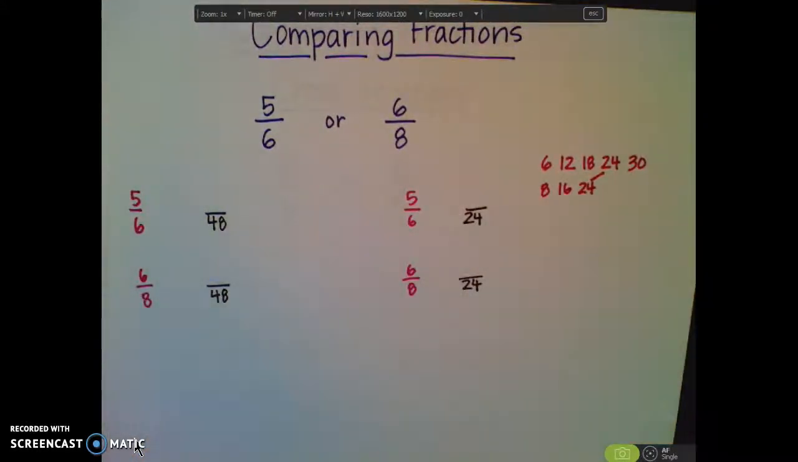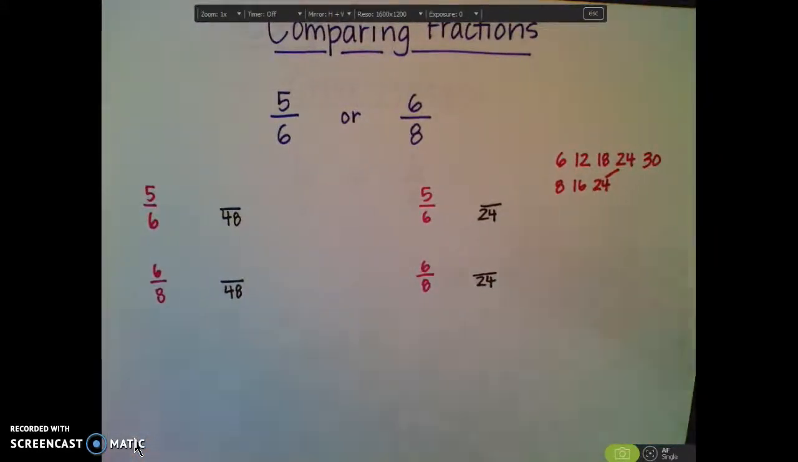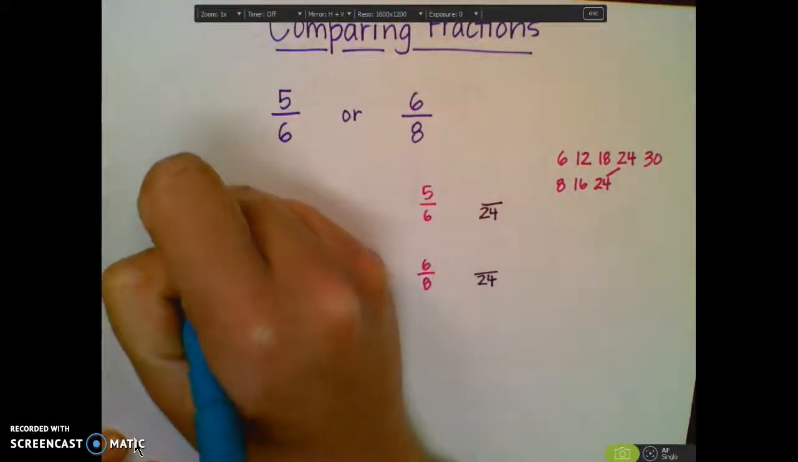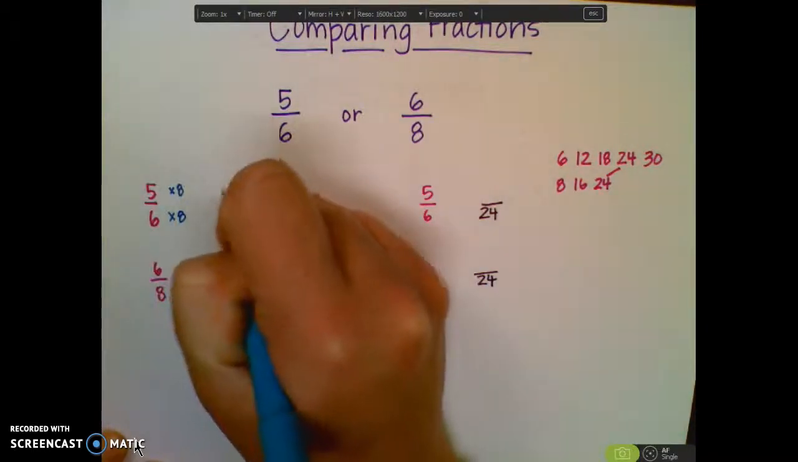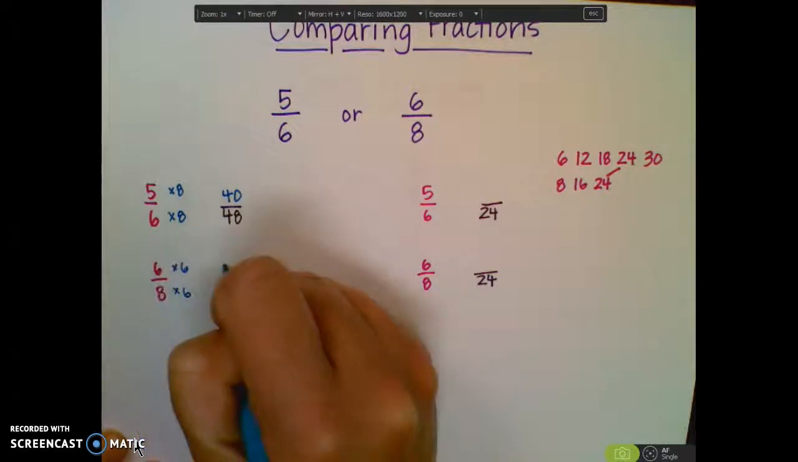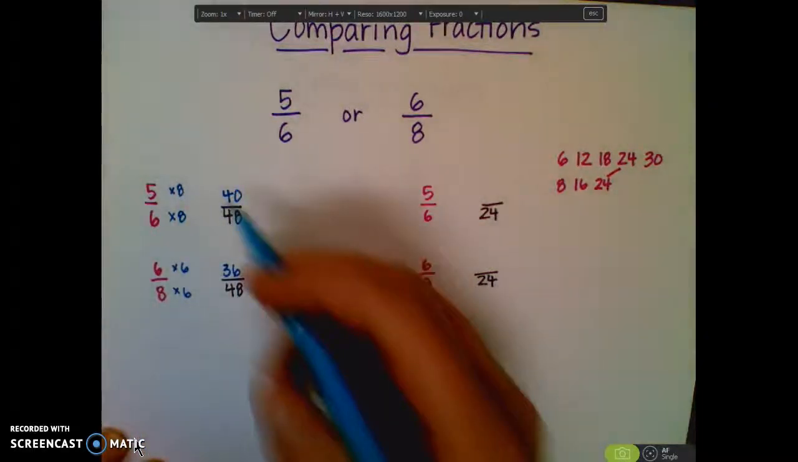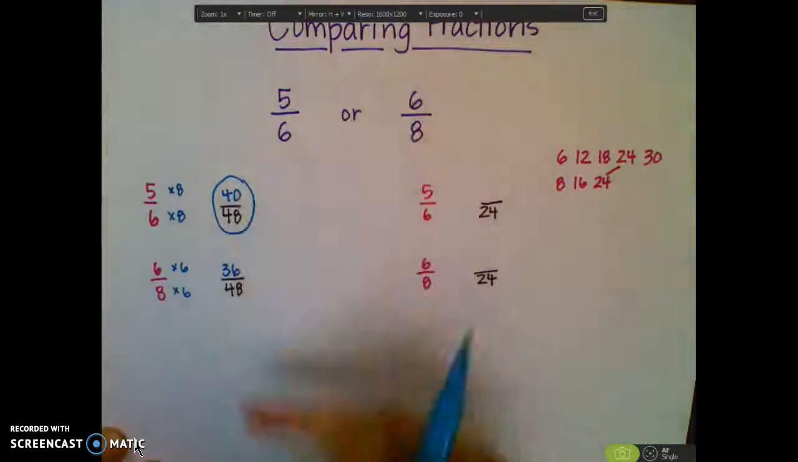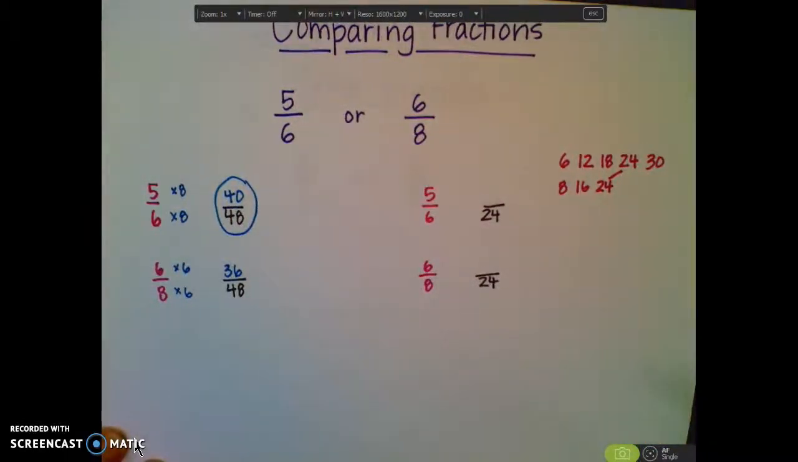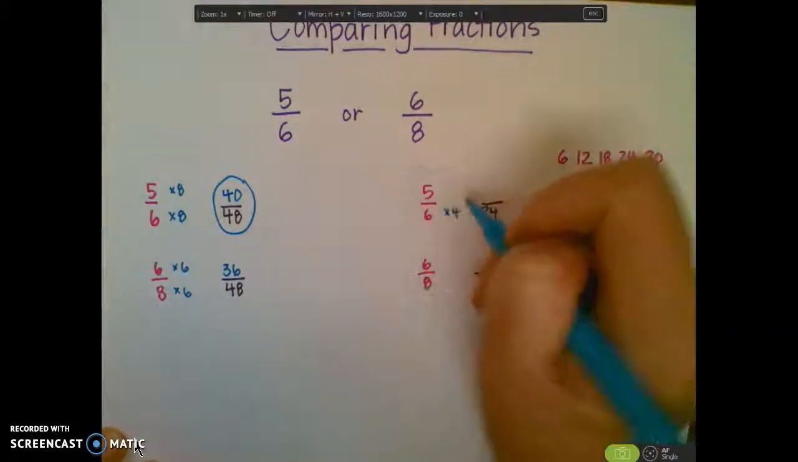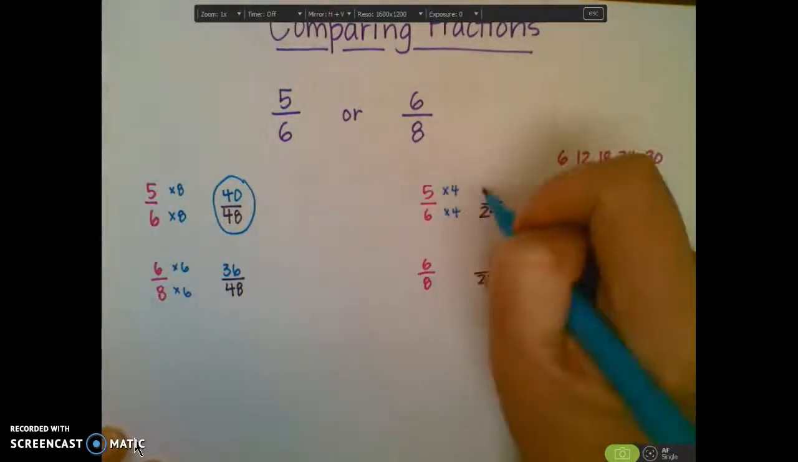And so we know that whenever we're doing that, we do the same to the bottom and the top. And so we know 6 times 8 is 48, so I do the same to the top. So 40. Here I need to times by 6, and that's 36. So that means 5/6 is going to be a larger fraction, because when I compare 40 and 36, 40 is a larger number. I can also do the same thing over here, though, and I should get the same answer.